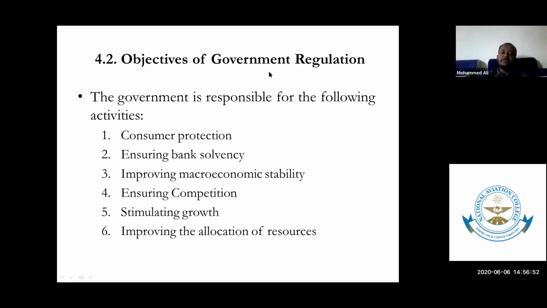The fifth one is stimulating growth. Stimulating growth means trying to, for example, stimulate growth based on the government's macroeconomic objectives.